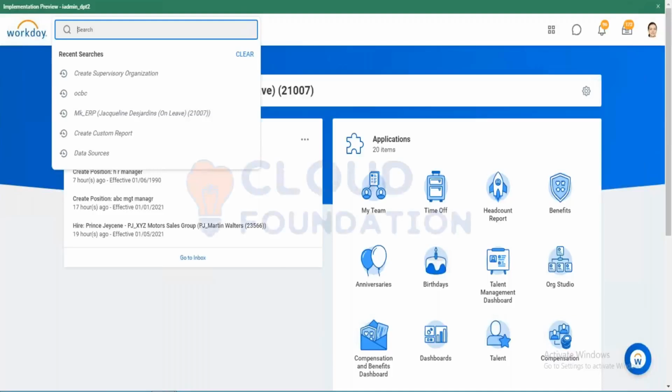Let's talk about the most important part for which we have gathered, that is time tracking, correct? Yes, that's right. All right, great.